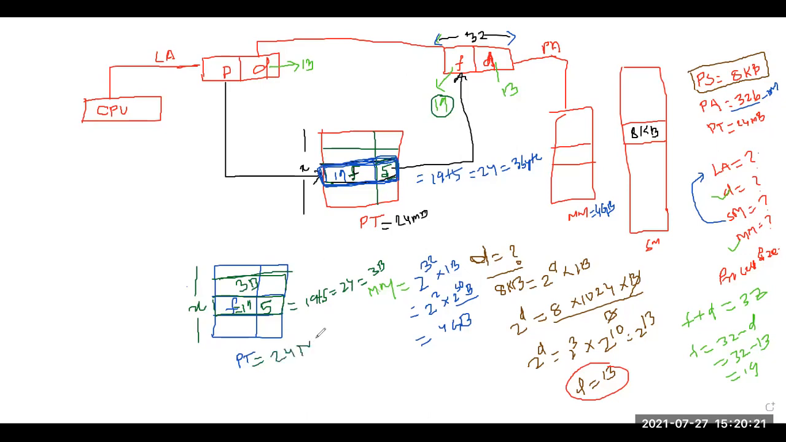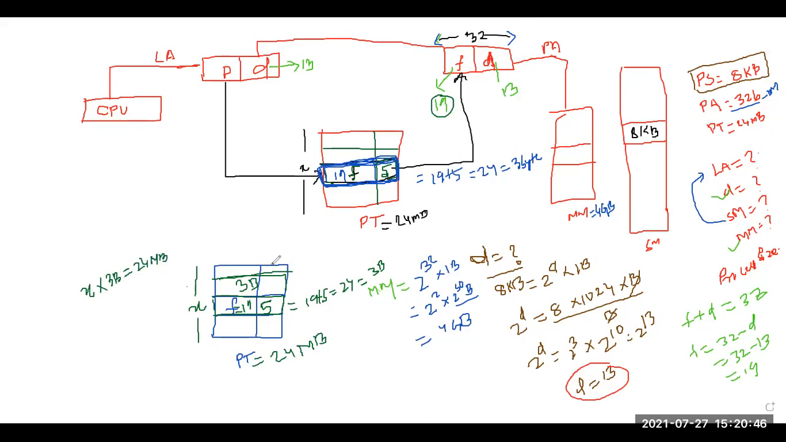So from the formula, what was it? Total number of pages, which is X, into size of each entry, which is 3 bytes, will be equal to the page table size, which is equal to 24 MB. Yes or no? Is it correct? Is it clear to all of you why I have written this formula?